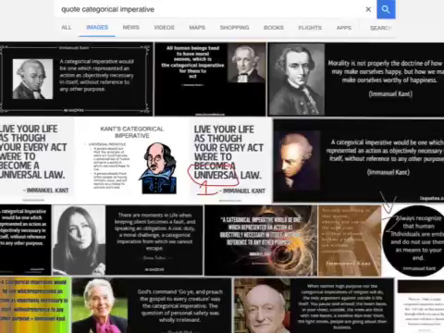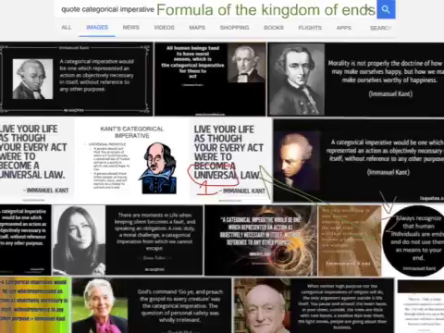And the third formulation is best thought of as the product of the 2 before. There we go, just about managed to find a spot for it up there. Sorry about that. The third formulation combines aspects of the first 2, which is the formula of the kingdom of ends. Act as if you were, through your maxims, a law-making member of a kingdom of ends.